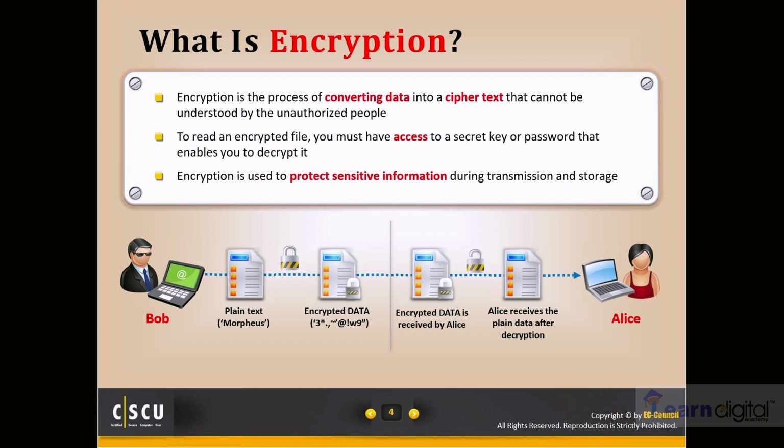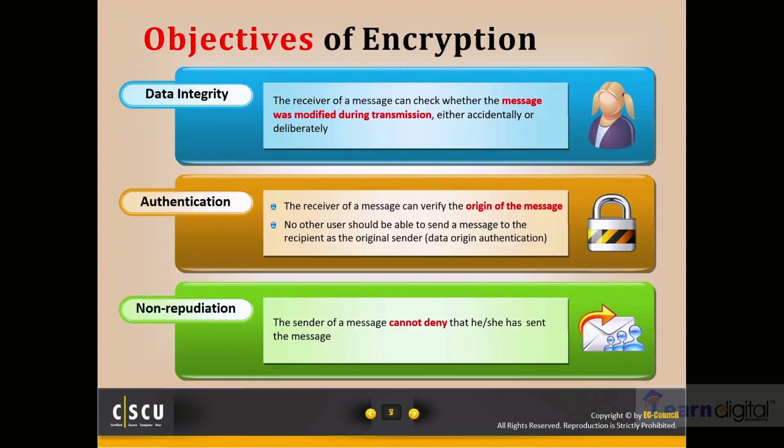You can see here Bob and Alice. Bob is sending the message and Alice is receiving it. Bob sends the plain text, then it is encrypted, the encrypted data is received by Alice, and Alice gets the plain data after decryption. So that is the process of encryption and decryption.